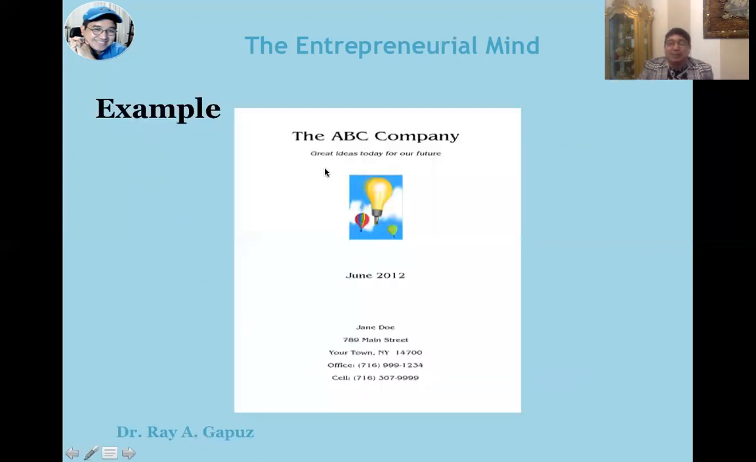So here's an example. You have the name of the company, and then you have your slogan. Okay, great ideas today for your future. I don't think this is their logo, but it could be a very attractive picture that's very representative of what they intend to do. And of course, the name of the proponent and the contact details. It's as simple as that. You can be creative. There's no mandated format for the cover page. What matters the most is you have the most essential parts that we've just outlined.